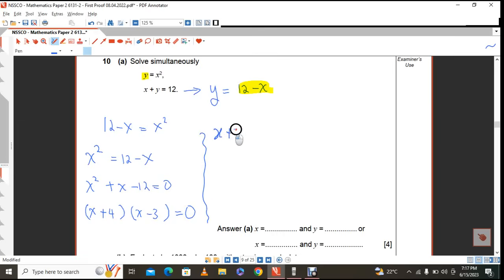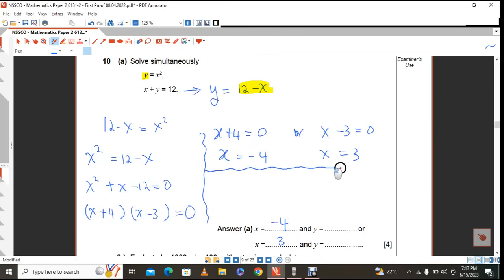So that becomes x plus 4 is equal to 0, or x minus 3 is equal to 0. In this case, x equals negative 4. We can put one answer there. In this case, x equals 3. We can put one answer here.